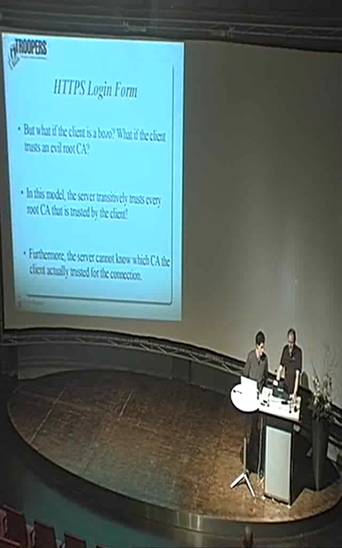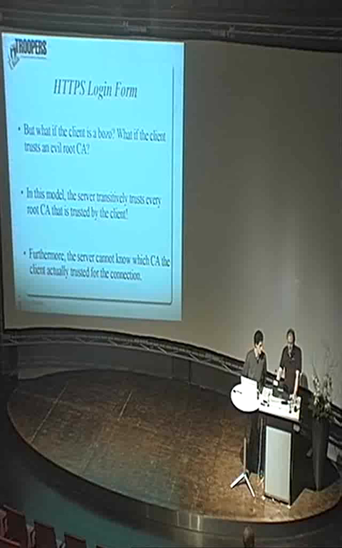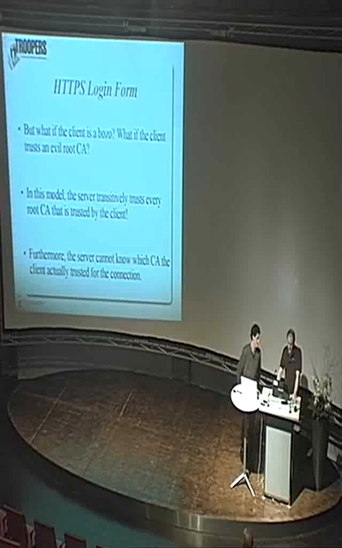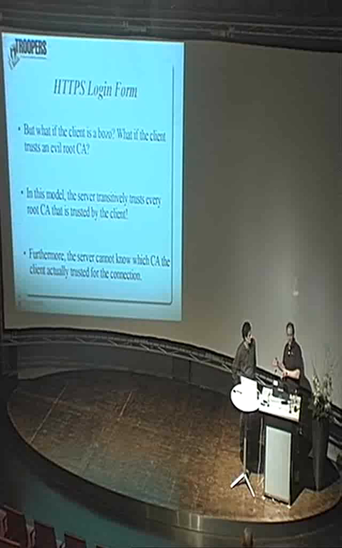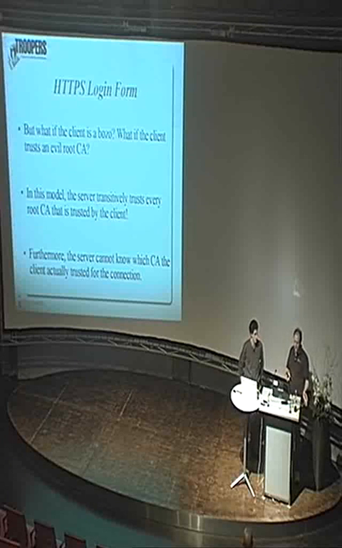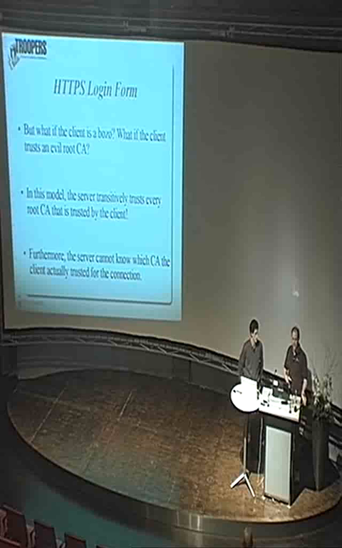So what if the client is a bozo? What if the client trusts an evil root CA? A typical Windows or Firefox machine will have about 200 CA certs that they trust. So in this model, the server has to rely on the client to prove that there's not a man in the middle. So the server ends up transitively trusting every root CA that is trusted by the client.